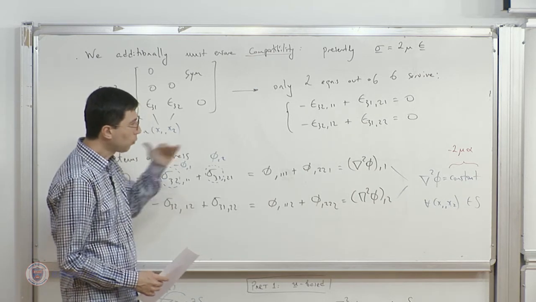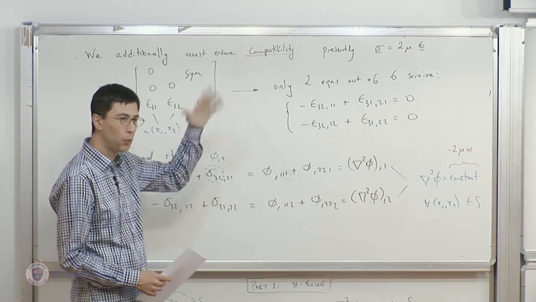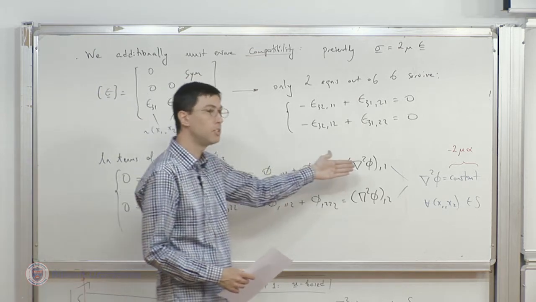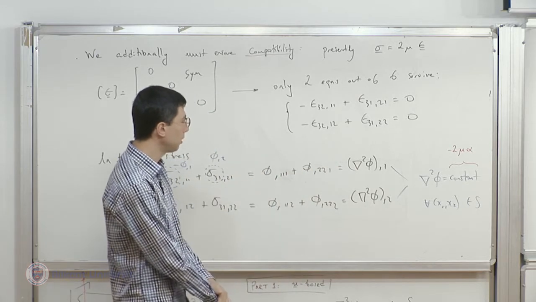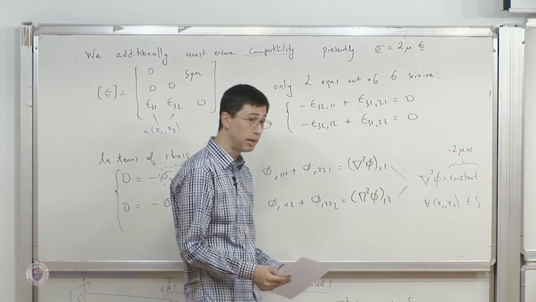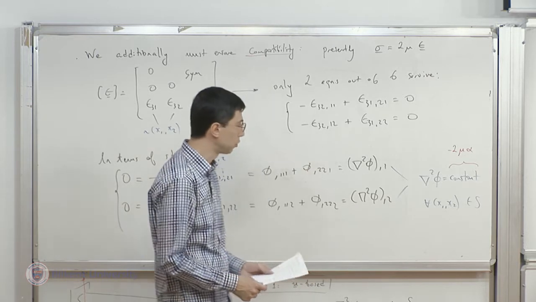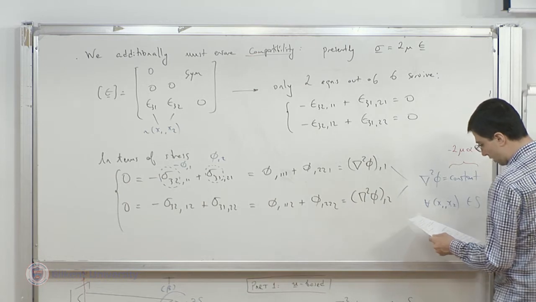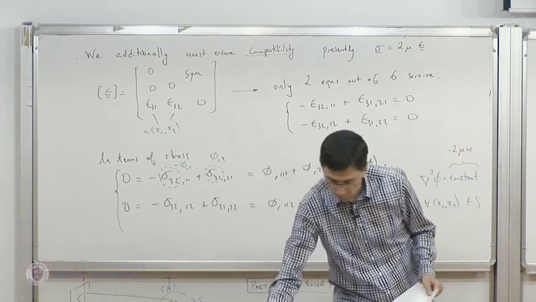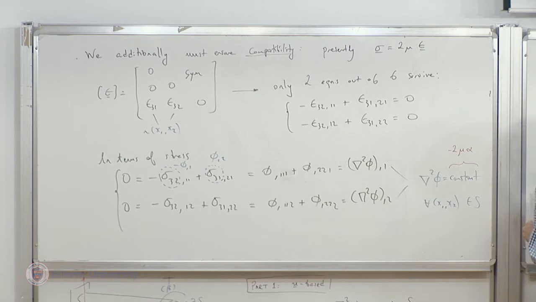Now, equilibrium is satisfied from the outset. I don't have to worry about it. Compatibility is now what I have to worry about. That's the major difference, right, between the stress and displacement-based approach. The rest is similar. I have to satisfy boundary conditions. So let's have a look at boundary conditions. So the first thing I will look at is the traction-free boundary condition.